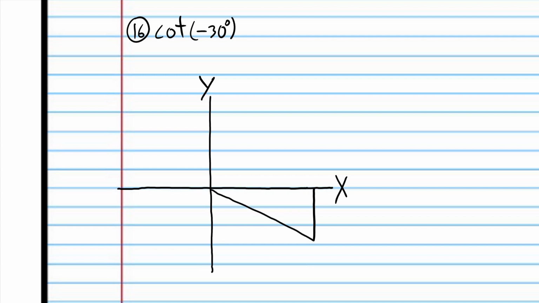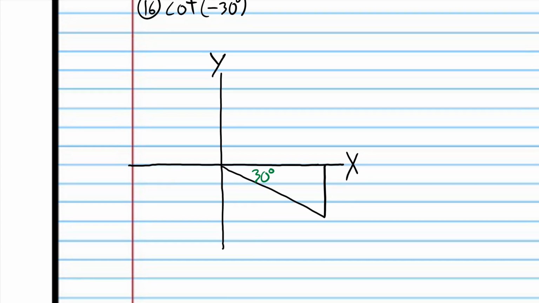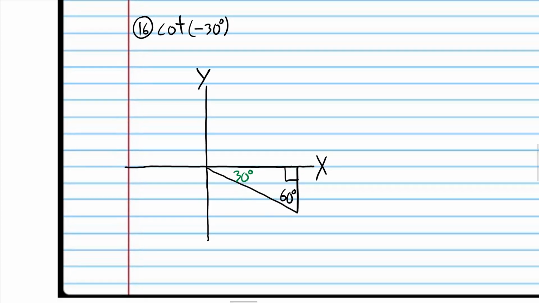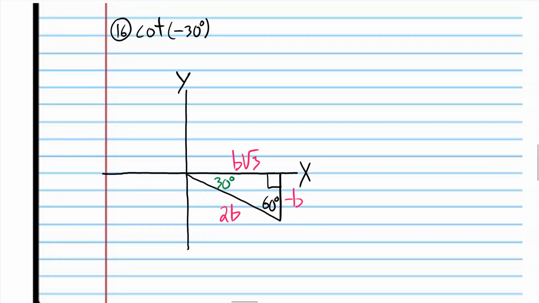And so I can just write -30. I guess I'll write +30 so things don't get confusing. And this angle must be 60 by the 30, 60, 90 degree, well actually the triangle sum theorem, that is. And so the 30, 60, 90 degree triangle theorem tells us that if this side is B, then this side is B root 3, and this side is 2B. And of course this length has to be negative, don't forget that.